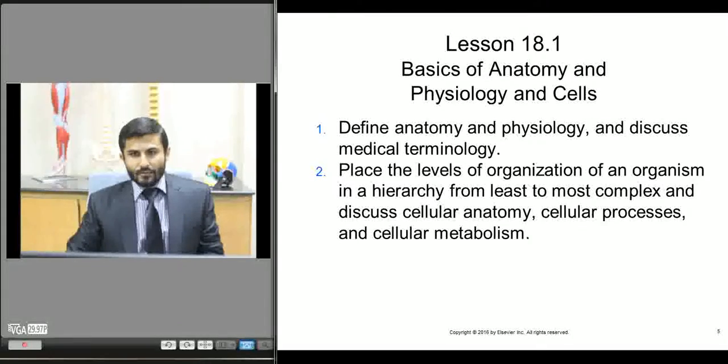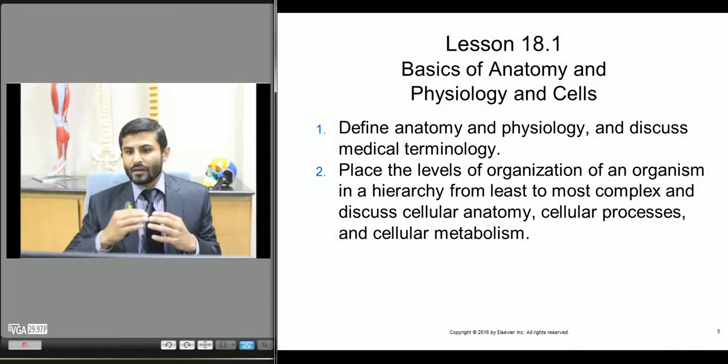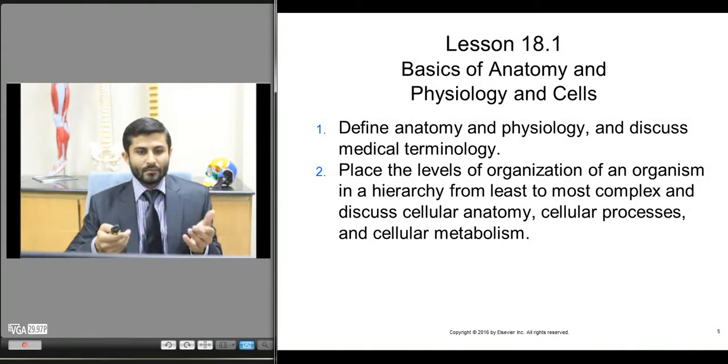We are going to discuss the basics of anatomy and physiology and the cells. We are going to define anatomy and physiology and discuss medical terminology. We'll place the level of organizations of an organism in a hierarchy from bottom to top, or from simpler to complex, and discuss the cellular anatomy, the cellular processes, and cellular metabolism.